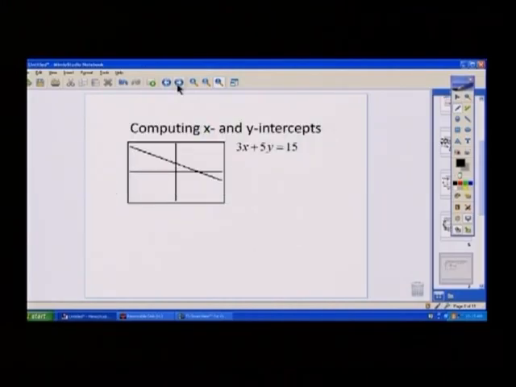Here, I have a graph again, and it is asking you to compute the x and the y intercepts.